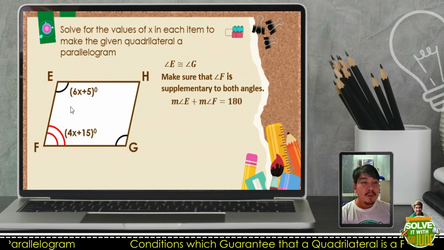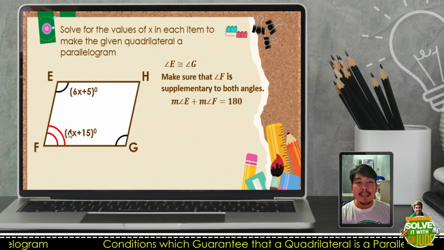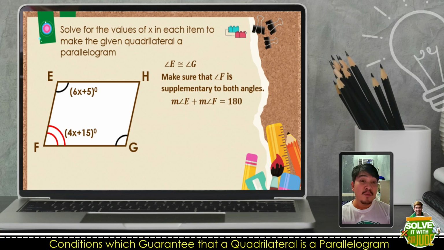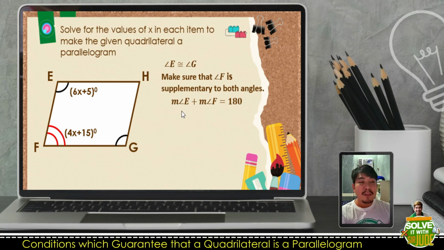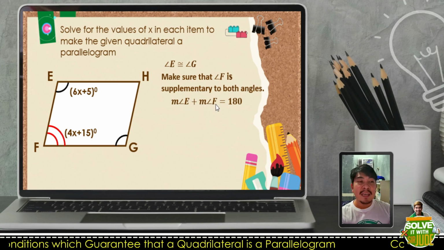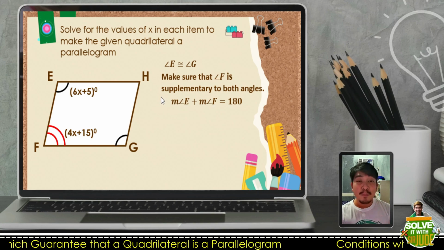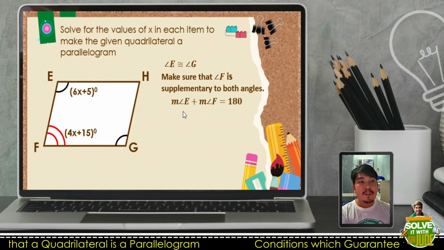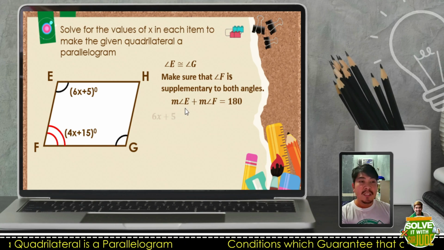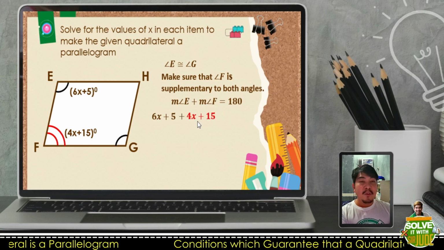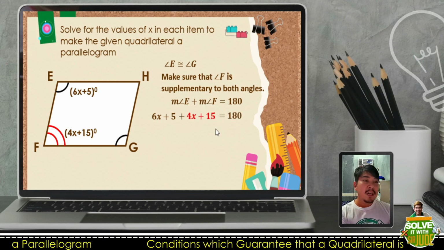Therefore, we need to make sure that angle F is supplementary to both angles. Okay? Since angle E and angle F are our given, sila yung gagamitin natin to solve for the value of x. So the measure of angle E plus the measure of angle F must be 180 degrees kasi nga kailangan maging supplementary sila. So we just need to substitute the measure of angle E, which is 6x plus 5, plus the measure of angle F, that will be 4x plus 15, is equal to 180.